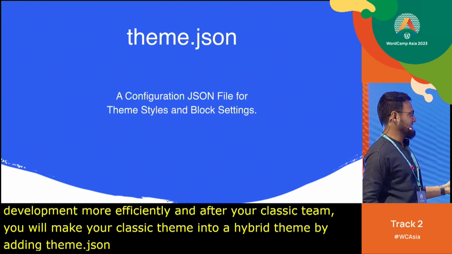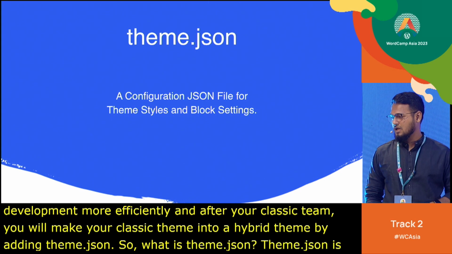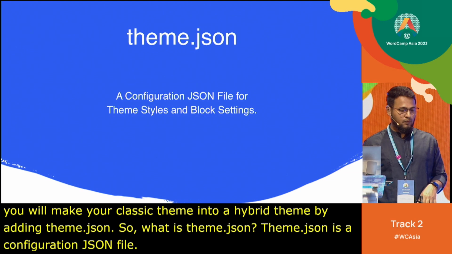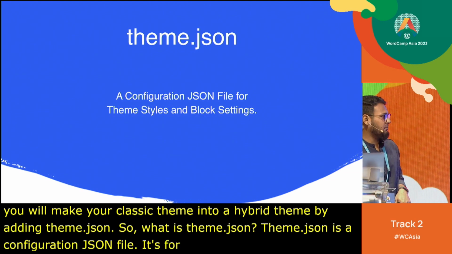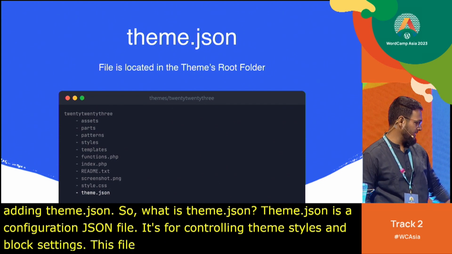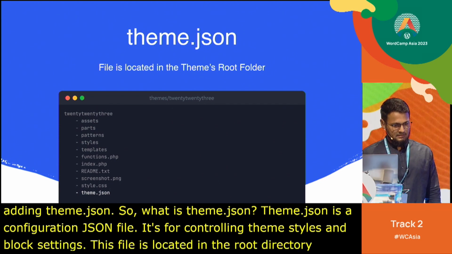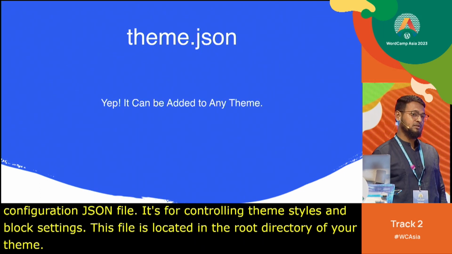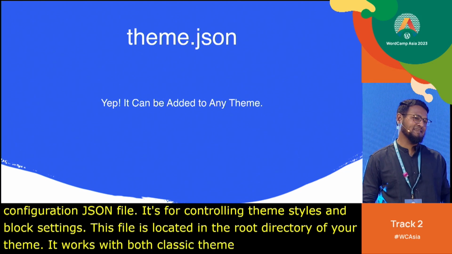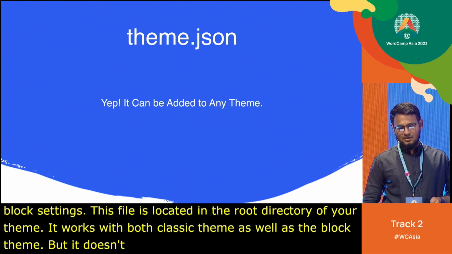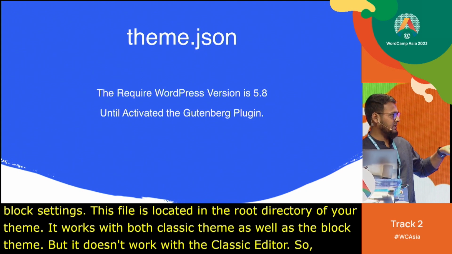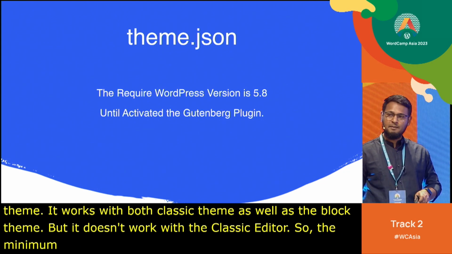Theme JSON is a configuration JSON file for controlling theme styles and block settings. This file is located in the root directory of the theme. It works with both the classic theme as well as the block theme, but it doesn't work with the classic editor. So just remember, the minimum required version of WordPress is 5.8. Otherwise, you have to activate the Gutenberg plugin.